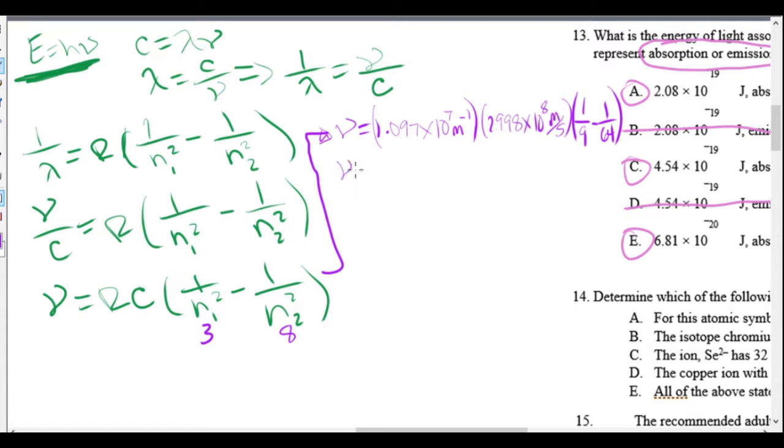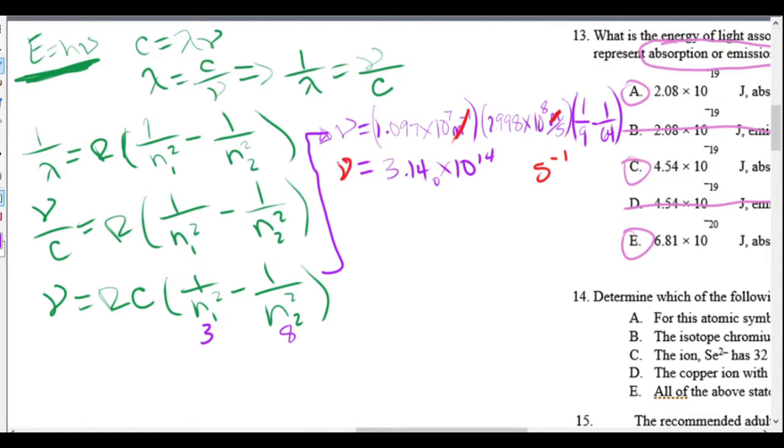And doing that, let's cancel some units really quick. Meters are going to cancel right here, so we're left with inverse seconds, which we should have when we're talking about this unit right here. So, seconds to the -1. And when you do that math, you get the number 3.140 times 10 to the 14th, like I said, seconds to the -1.